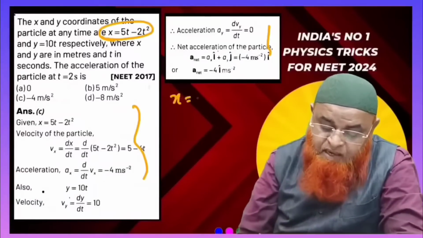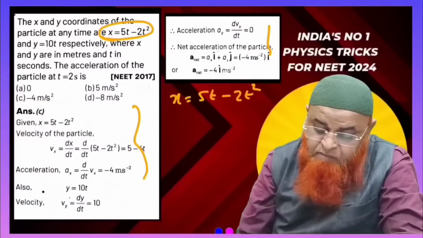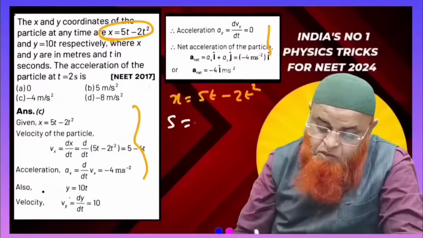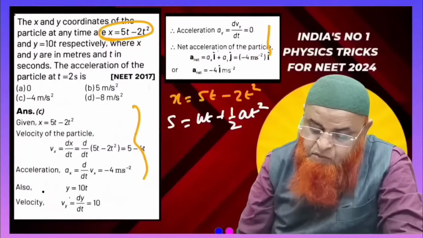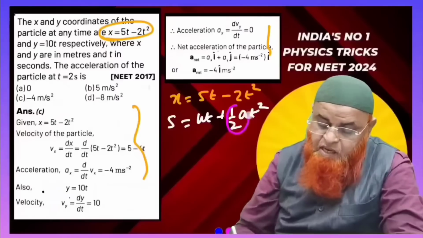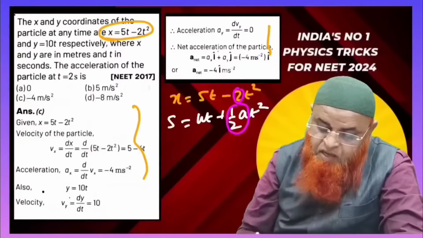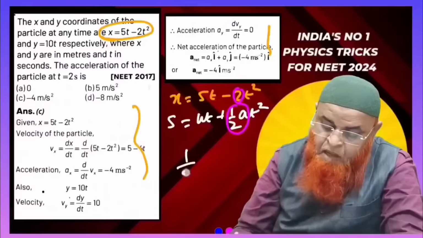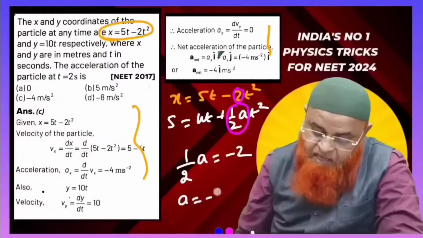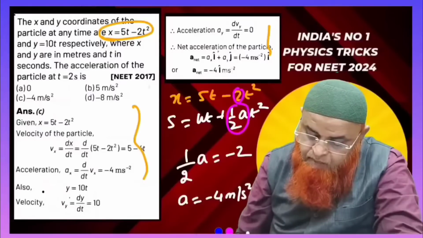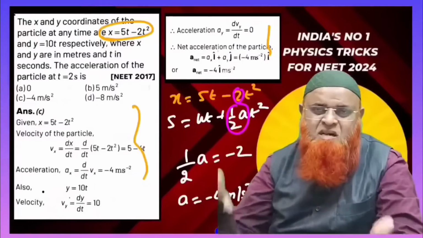Okay, you write the equation and compare here now. 5t minus 2t square. Okay, so now you can compare this with s is equal to ut plus half at square. So what you need to do is compare these two. You can compare half a with minus 2. You can compare these two equations. Then you will get directly a is equal to minus 4 meter per second square. That's it. Such a simple question.